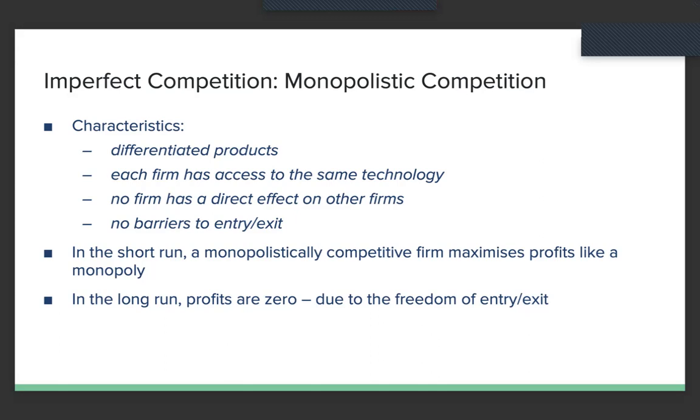So in the short run, a monopolistically competitive market maximizes profits like a monopoly. Each firm individually, in the short run, can maximize profits by operating at the level where MR equals MC. However, in the long run, the profits become zero because of freedom of entry and exit. As we saw, when there are profits, firms enter, and the supply curve shifts to the right, pushing the price down until there are no economic profits. Similarly, here in the long run, due to entry and exit, economic profit is zero.